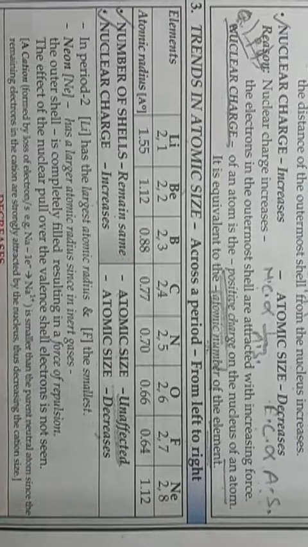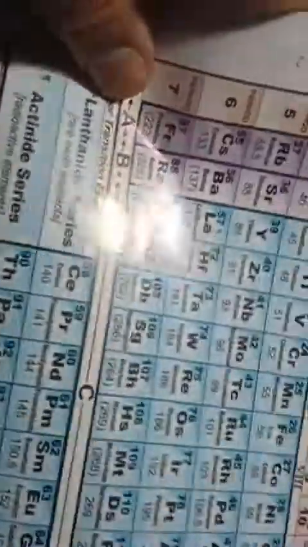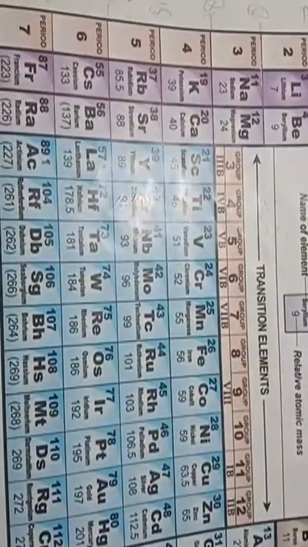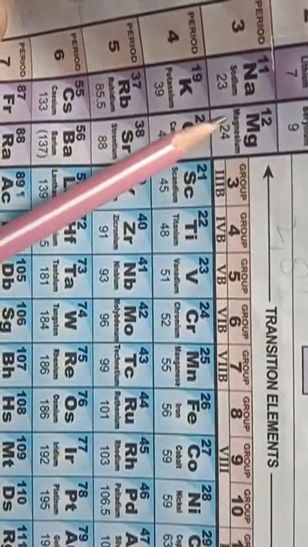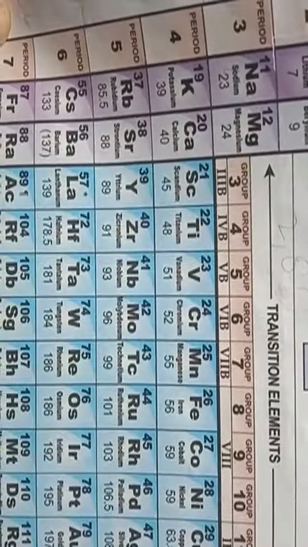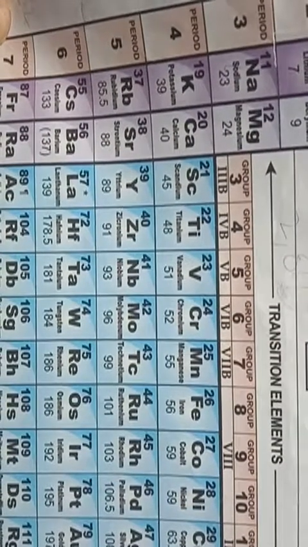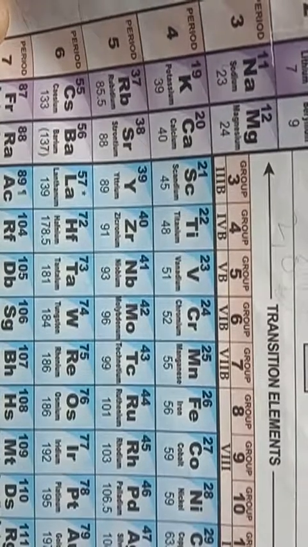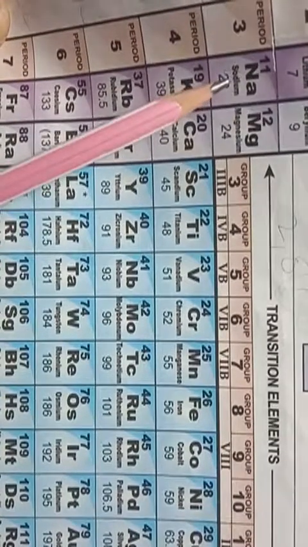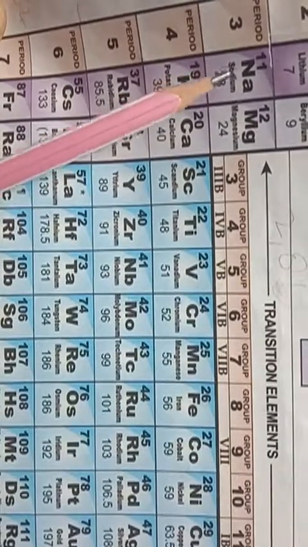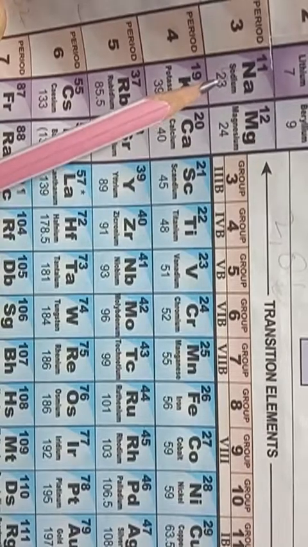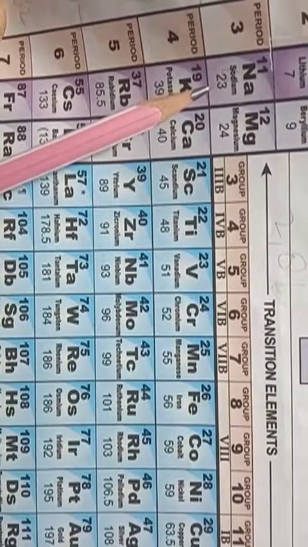Okay children, so as you can see here in the periodic table, in the third period, if you move from sodium to chlorine, atomic size will decrease. Okay children, it means that sodium has the highest atomic size and chlorine the lowest atomic size.